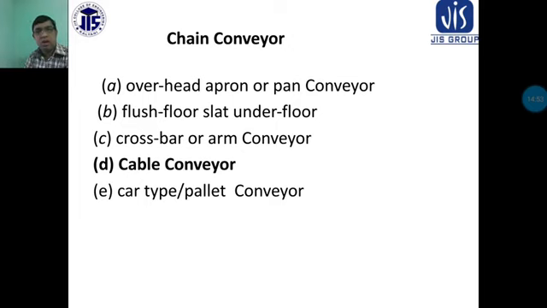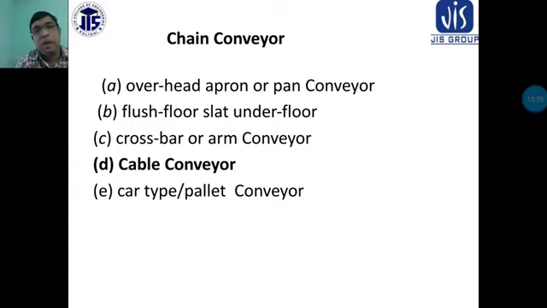Another one is the cable conveyor, which is very easy for my students to understand. Suppose you go to a park; there you can see a conveyor where a cable is mounted from one station to another station, and buckets are hanging on this cable. Materials are transferred on this cable from one station to the other, because it is very easy to transfer this way.